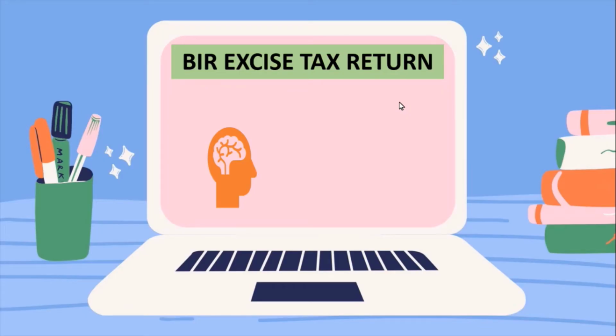So next that we have is the BIR excise tax returns. So we have BIR Form 2200A, BIR Form 2200AN, 2200C, 2200M, 2200P, 2200T, and the last one is 2200S. So what are those? So let's start.